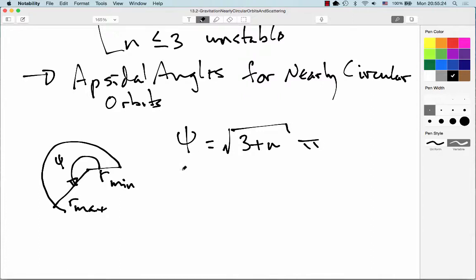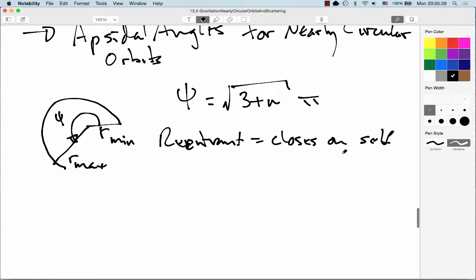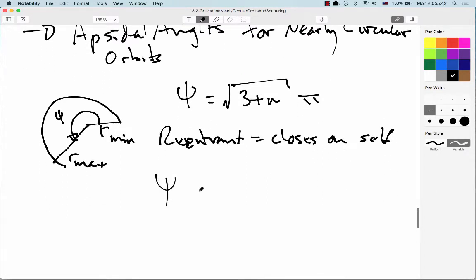Now, if we want the orbit to be reentrant, in other words, to close back in on itself, you're going to need psi to be equal to some rational number times pi. So it'll eventually close back in on itself.